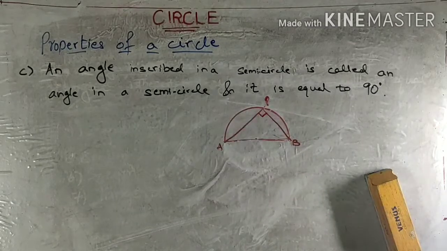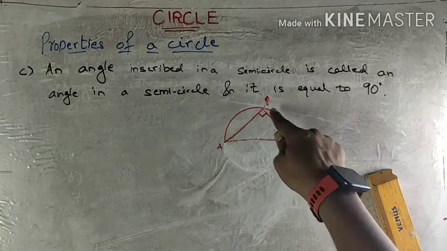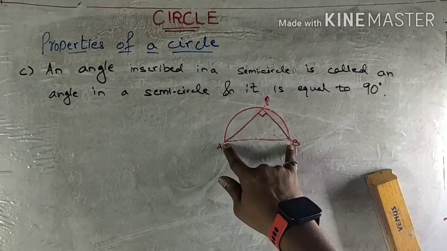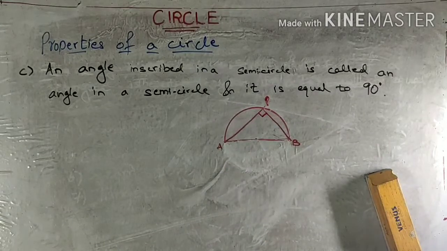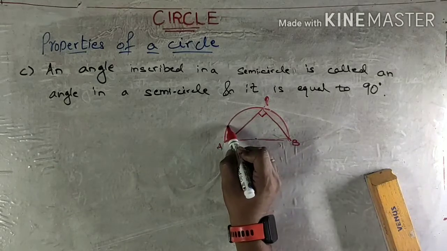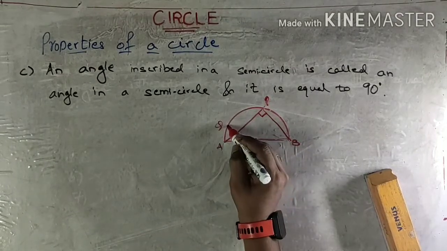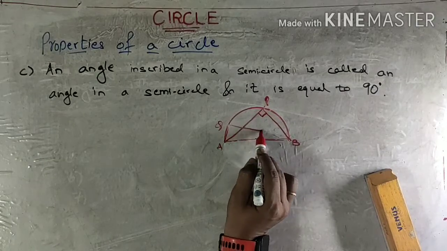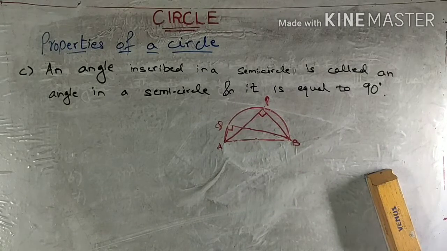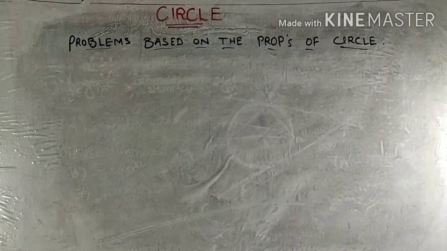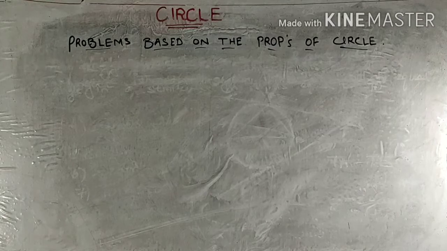So no matter where the point lies on the circle, if it is subtended from the two ends of the diameter, that is, if it is inscribed in the semicircle, that angle measures 90 degrees. If I draw a point over here, let this point be Q, and I connect this AQ and BQ, so this angle will also be 90 degrees. So this is the speciality of this property. That angle inscribed in a semicircle is called angle in a semicircle, which measures 90 degrees. Now let's solve problems based on these properties which we have studied today in the video.